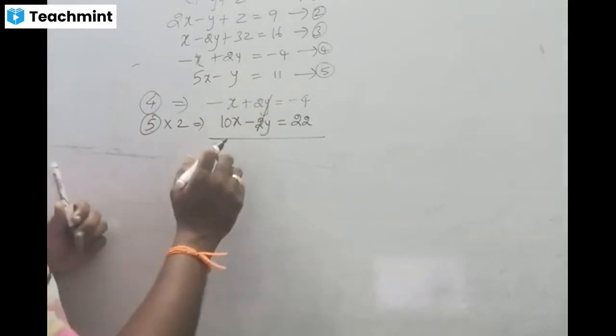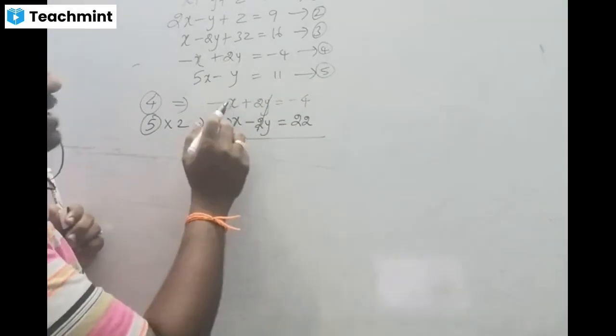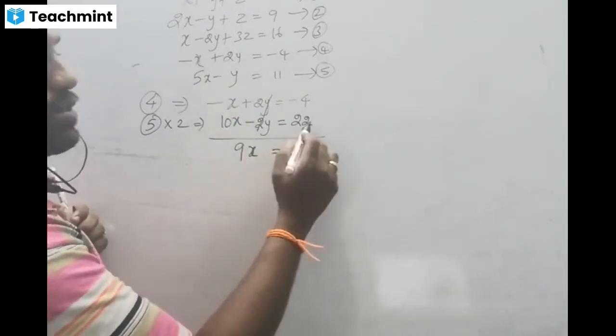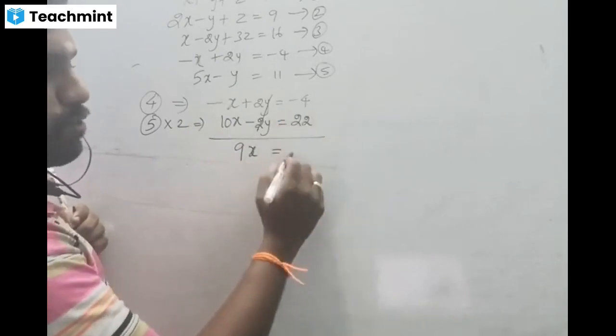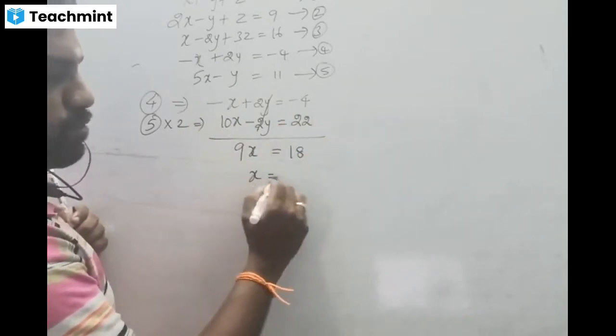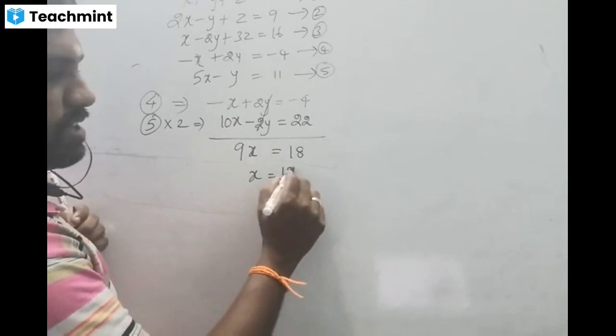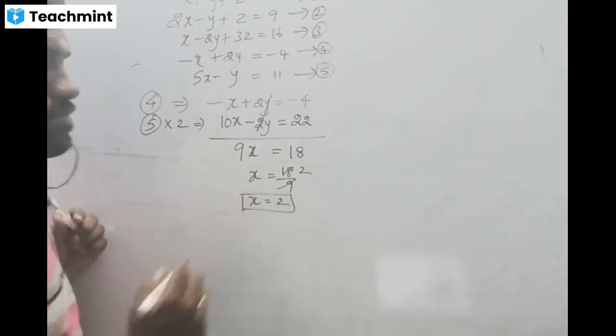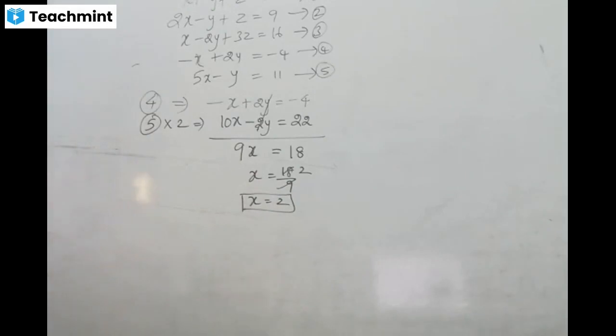If we add, then what do we get? Here 10x plus 10x minus x. So 10x minus x is 9x. Here 22 minus 4. 22 minus 4 is what? 18. So x equal to what? 18 divided by 9, which is 2. So x equal to 2. Please make a copy.